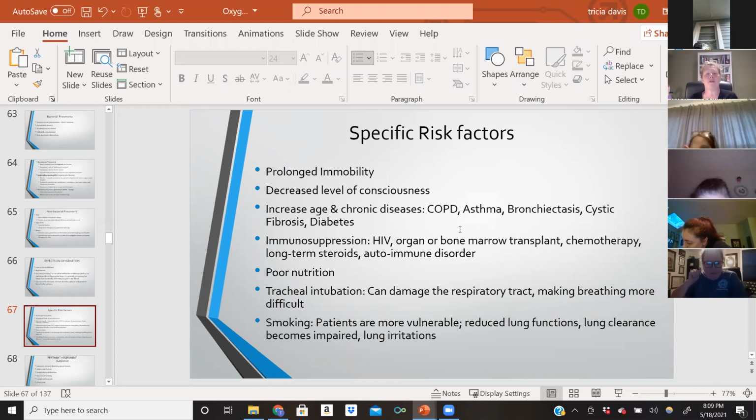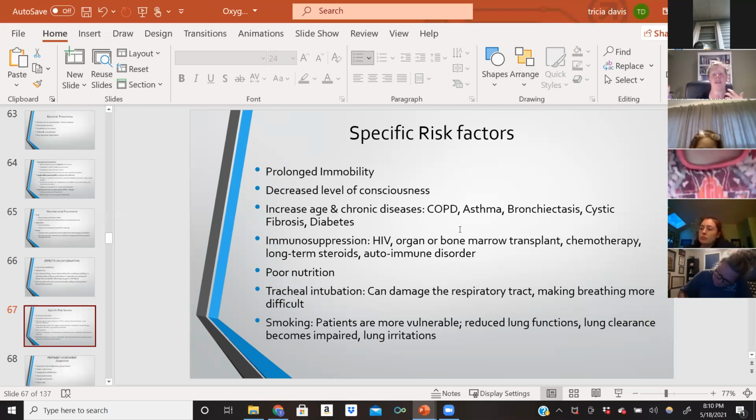So what are some risk factors for developing pneumonia? Well, we've been talking about this since FUNS: prolonged immobility, not getting our patients out of bed, not getting them to the chair, not having them walk around. Patients that have decreased level of consciousness, the more sick they are, the more confused they are, they're not going to be able to participate with walking around, getting up, doing things like that. So we as nurses have to do that for them.